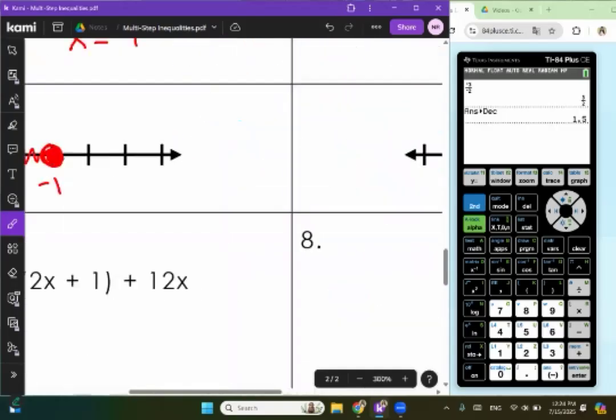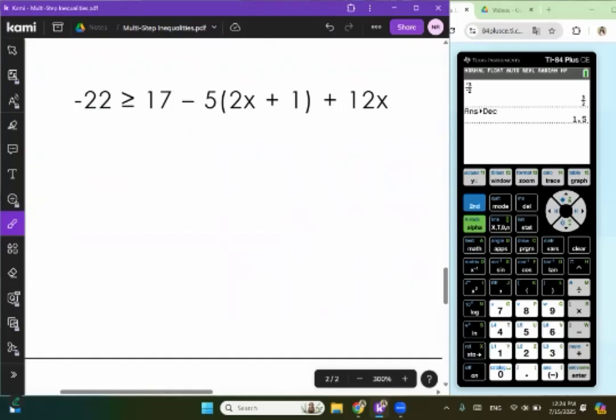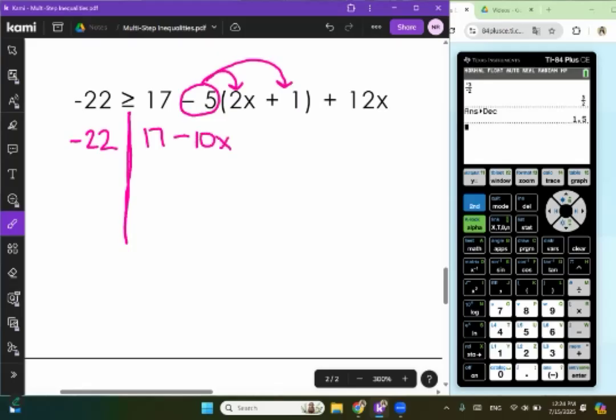Number 7. Oh man. Yeah, that's why I said stick around for number 7. This one looks like a doozy. Okay. First thing I see, parentheses. When you see parentheses, you must distribute. Okay. Negative 5 times 2, negative 10x, negative 5 times 1, negative 5. Now, we don't distribute all the way to the 12x because that is not inside of the parentheses.